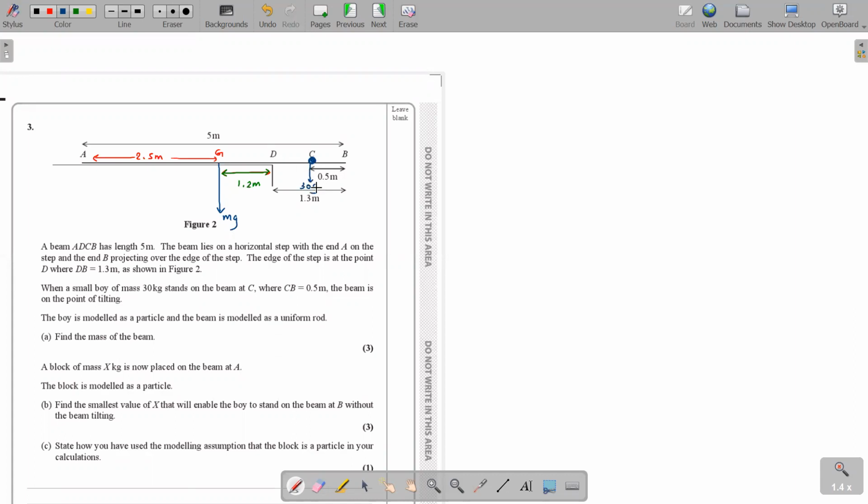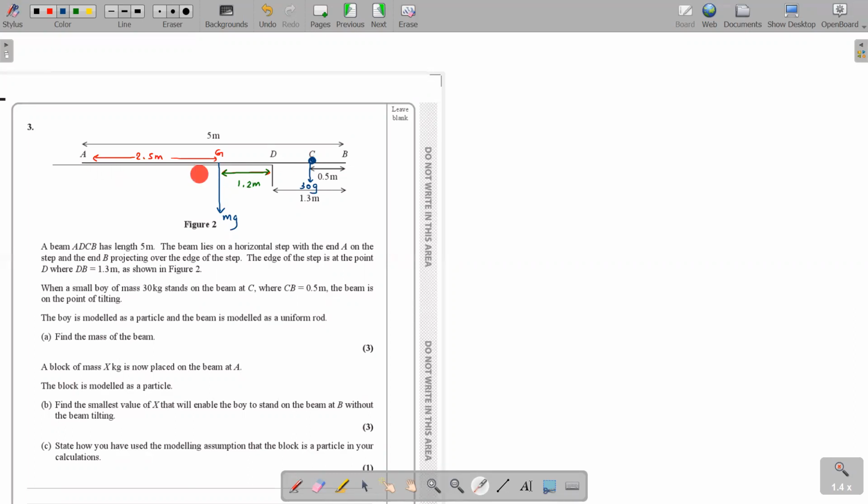So here, when you have a weight of 30 G, what's happening? When you stand at the point C, the beam is on the point of tilting. Now tell me, you can use your imagination. You have a step here and this is like a plank, and part of the plank is outside of the step. So when this boy is standing here and it's on the point of tilting, where do you think it will tilt around?